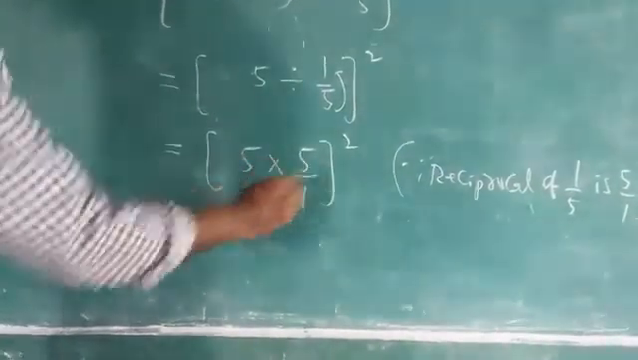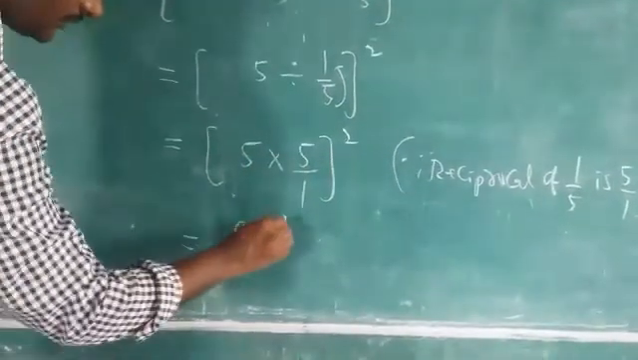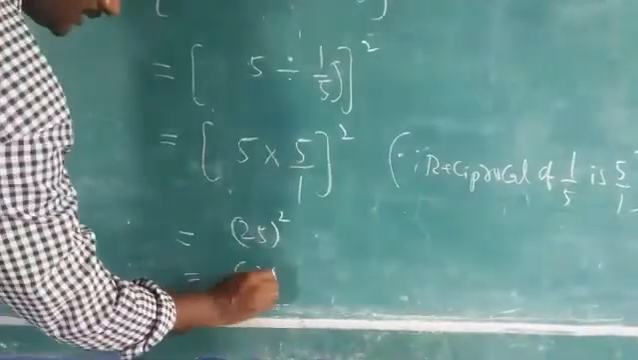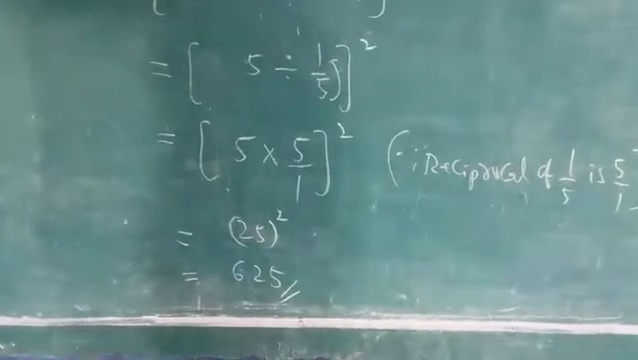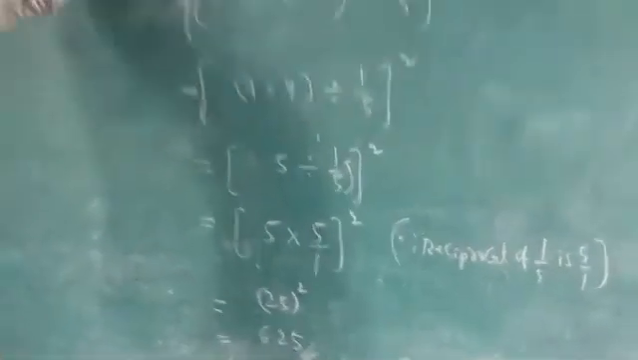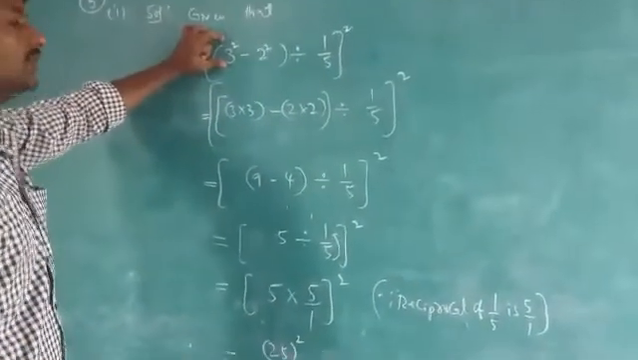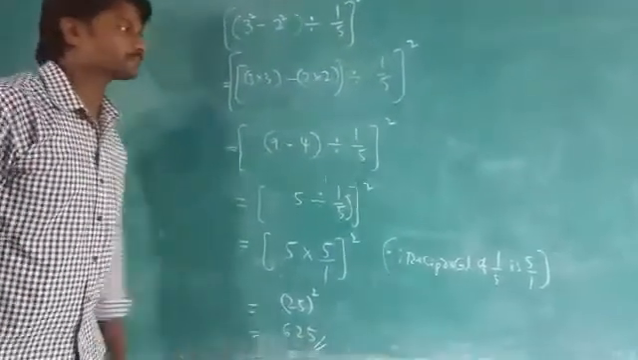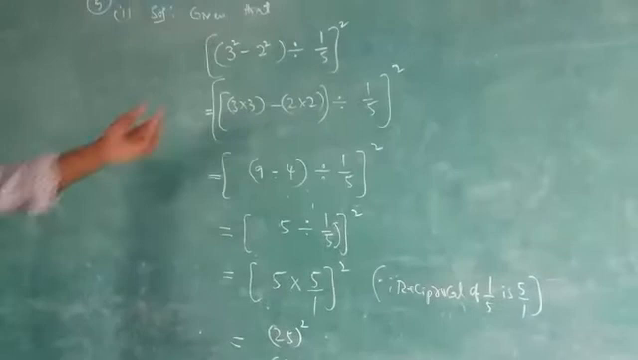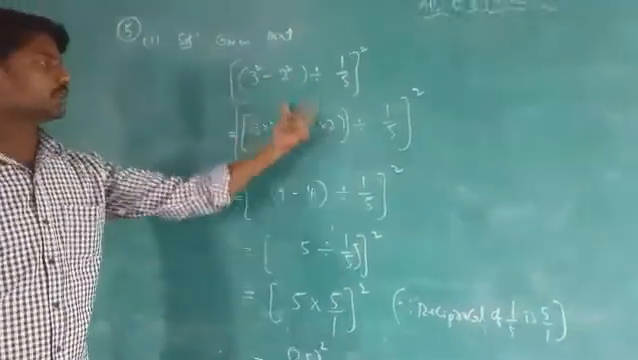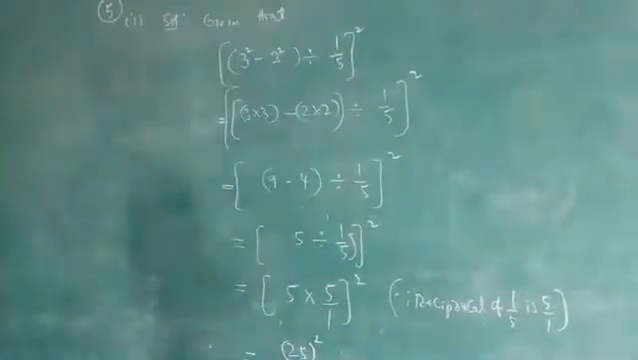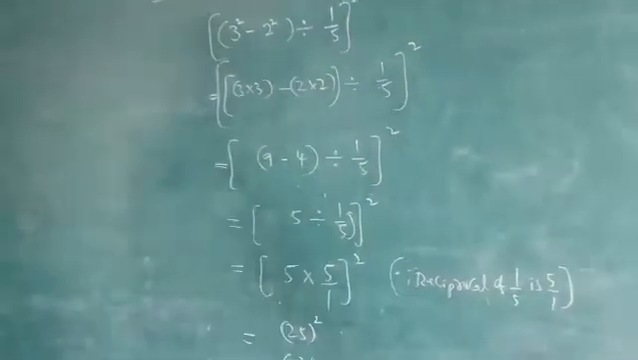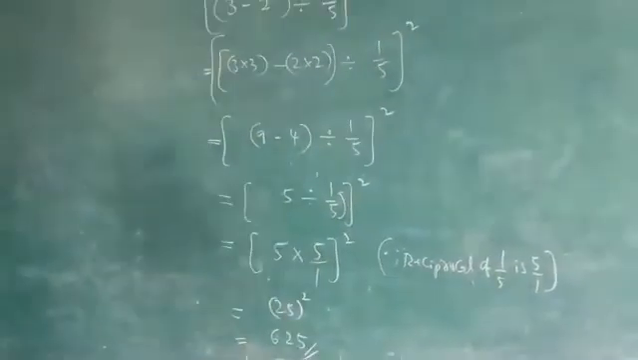So 5 fives are 25. 25 whole square, that is 25 into 25. Answer is 625. Therefore, copying the question again, 3 square minus 2 square divided by (1 on 5) whole square is equal to 625. Very simple, children. 3 square is 3 into 3, 2 square is 2 into 2. If you want me to explain the second problem also, we will go for the second problem once you go through it.